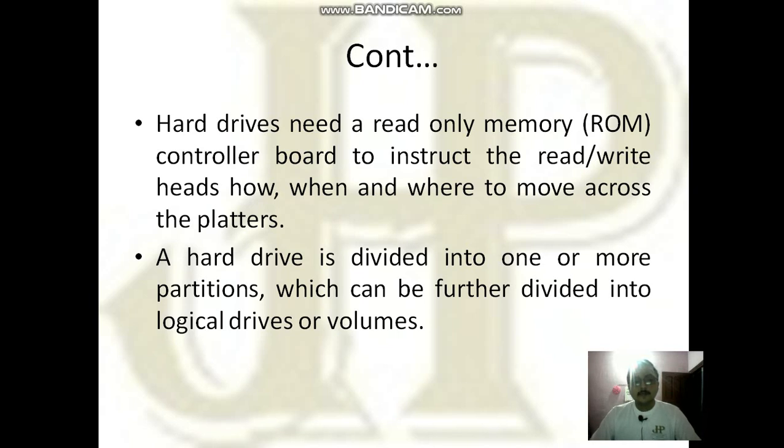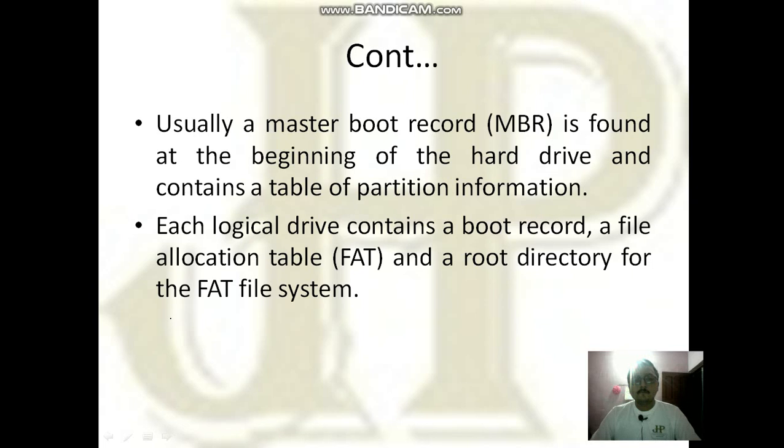Next point, a hard drive is divided into one or more partitions, as everybody knows, that can be further divided into logical drives or volumes, like C, D, E drives. Usually a master boot record, MBR, is found at the beginning of the hard drive, and this MBR contains a table with the partition information. Each logical drive contains a boot record, a file allocation table, that is FAT, and a root directory for the FAT file system.